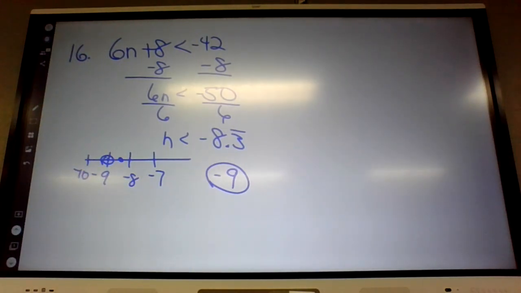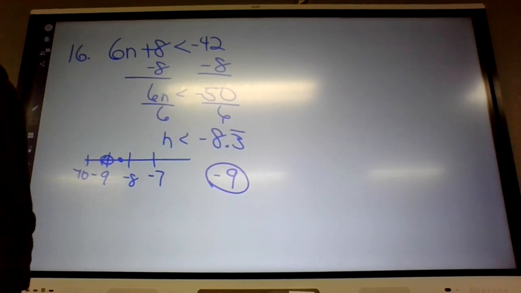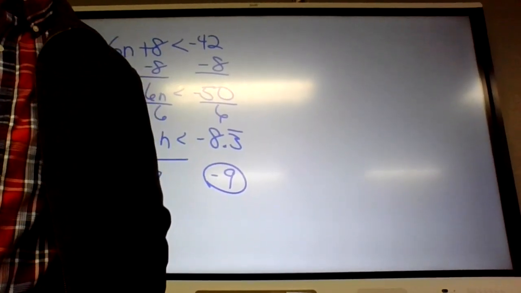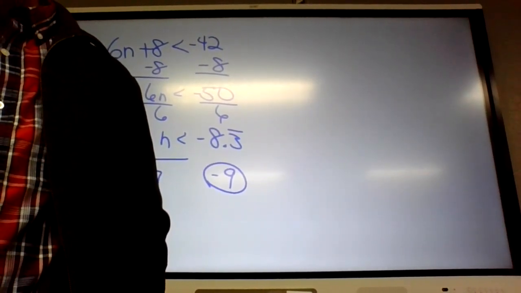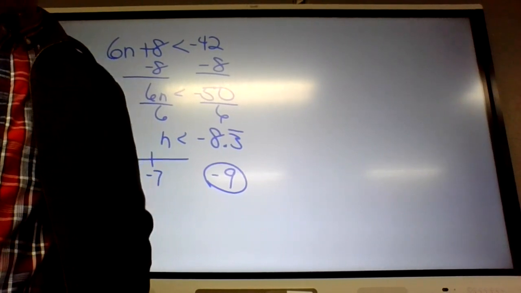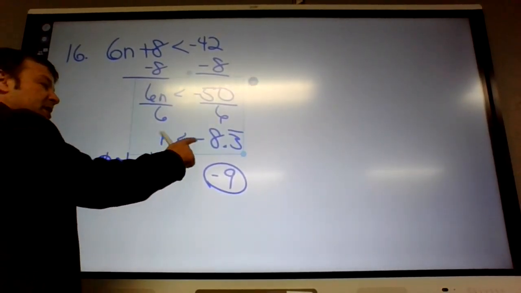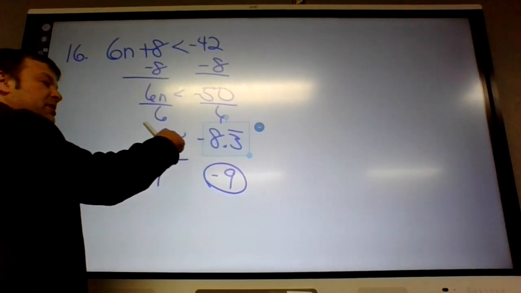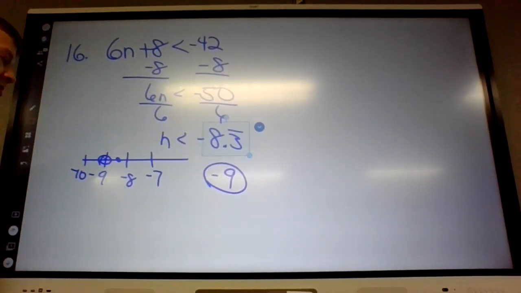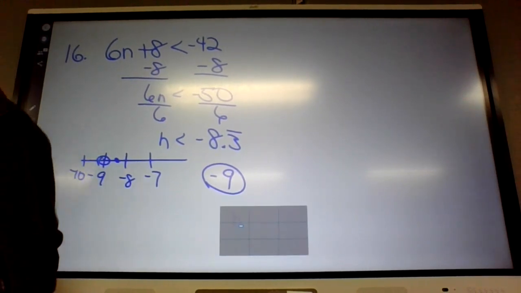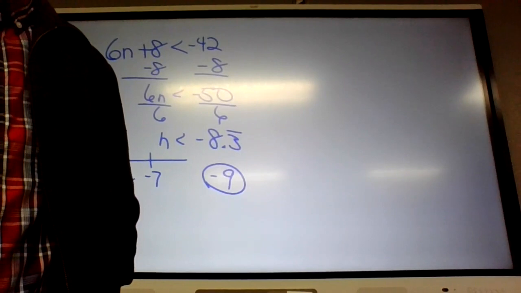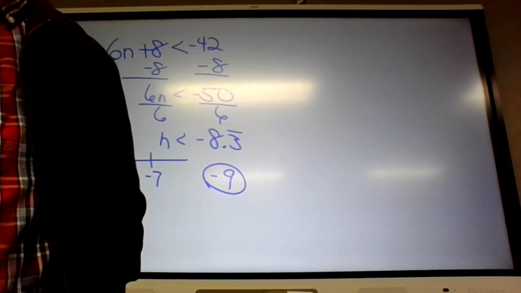So they just asked the question a little bit differently. What's the largest integer that does this? So -9 was the biggest. We know n has to be less than -8.3, and they asked for the largest integer that n could be. -10, -11, -12, those all work, but -9 was the biggest one. All right, number 17. I think that 16 was the only one that's like that.